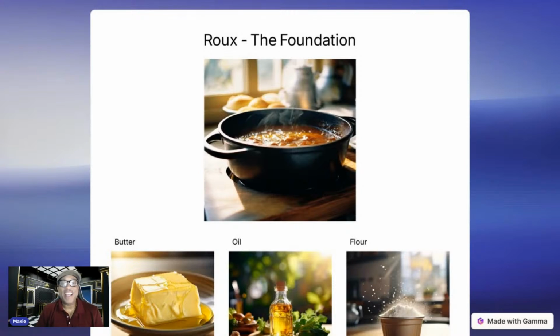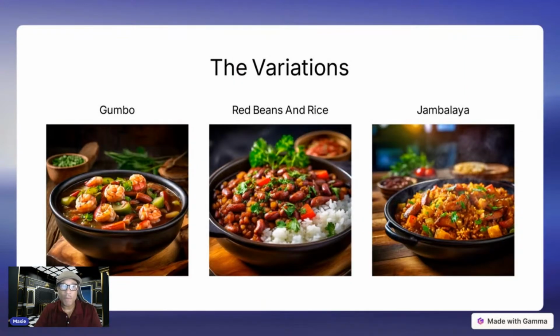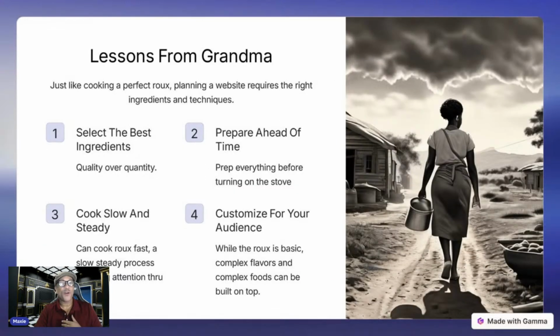If you've ever had Cajun or Creole food, then you've had roux. Roux is the gravy, the sauce that is made using butter, oil, and flour. But roux serves as the foundation for so many different types of food in the Cajun and Creole culture. We have gumbo, red beans and rice, jambalaya. All of these were dishes that my grandmother taught me.